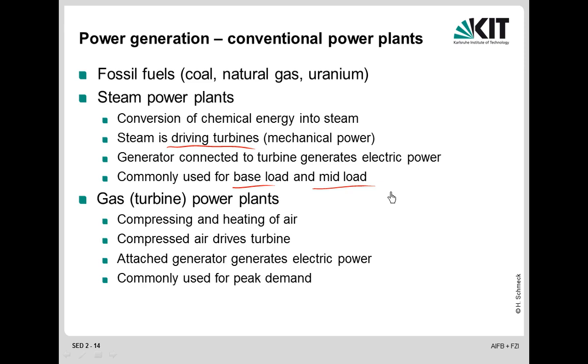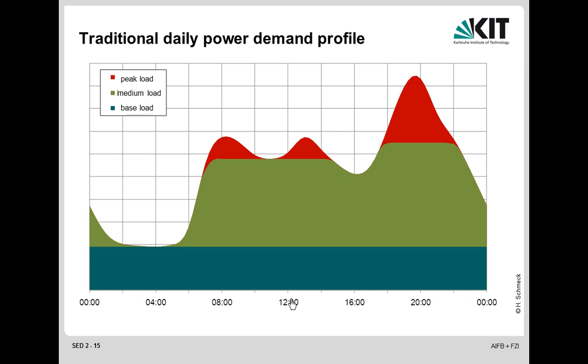And then there are gas turbine power plants where you are compressing and heating air, and this air drives the turbine, and then it generates electricity. A gas turbine power plant is commonly used for peak demand. It's more expensive than the other ones, but the advantage is that it can be started with a very short ramp-up time. It can be started in a very dynamic way, and so it is used for peak periods, peak demand.